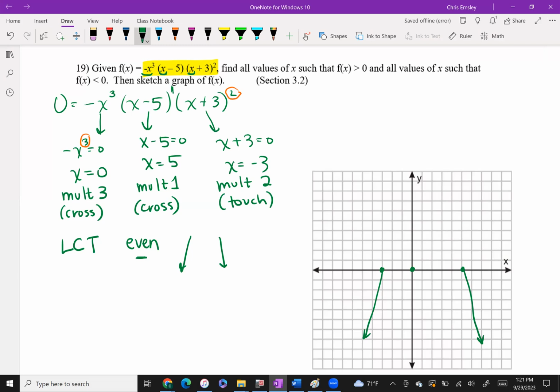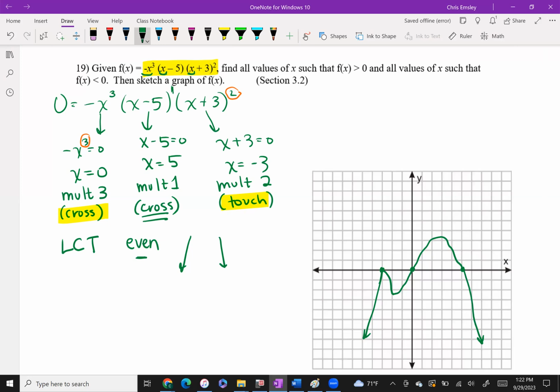Well, this is the point x equals -3. That is where we are going to touch. So we touch the x-axis and come right back down. Now, our only choice next is to go to 0. You have to connect your intercepts in order from smallest to biggest. At 0, we are going to cross the x-axis. That one had an odd multiplicity. And then we have to come to this one, and hopefully that was a cross, and it was, so that works out. It's kind of a bumpy curve.